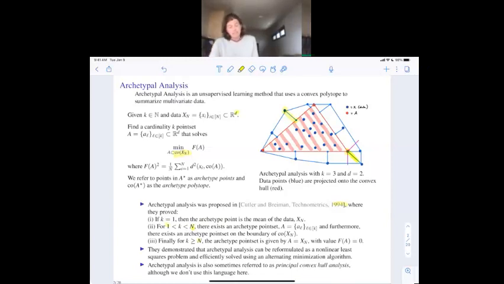Okay. They also demonstrated that archetypal analysis can be reformulated as a nonlinear least squares problem and efficiently solved using an alternating minimization algorithm. So I'll say a little bit more about this later. I just want to attribute it to them at this point. And this method is also sometimes referred to as principal convex hull analysis. So I won't use this language, but in case you've seen it in that context before.